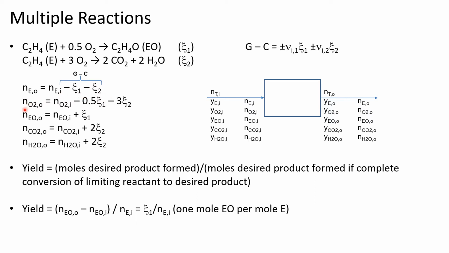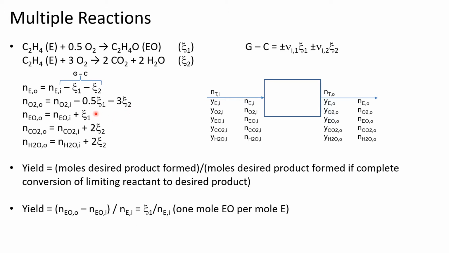Let's move on to oxygen. To calculate the flow rate of oxygen out, we'll take the flow rate of oxygen in, and then we'll look at each of the contributions from the reactions. First, oxygen is a reactant, so we'll put a minus here in the first reaction. The stoichiometric coefficient in the first reaction is 1/2, so we'll put 1/2 here, then multiply by the extent of the first reaction. If we look at the second reaction, oxygen again is a reactant, so we'll put a minus. The stoichiometric coefficient for oxygen in here is 3, so we'll put a 3, and then multiply by the extent of the second reaction.